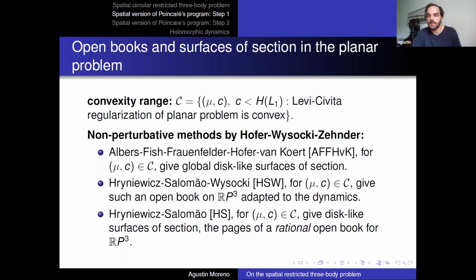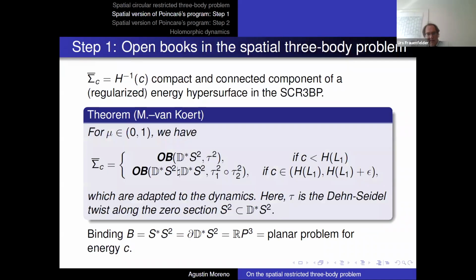Any more questions? Okay. So let me state then the first theorem, one of the first things that I proved with Otto. As I said, this is a two-step approach in the planar problem. Now we're going to deal with step one in the spatial problem, which means finding a global surface of section. What we actually prove with Otto, roughly speaking, is that we find globally adapted open books which are adapted to the dynamics in the whole low energy range and slightly above it. And this result in principle does not depend on mu nor c. So this is a non-perturbative result.